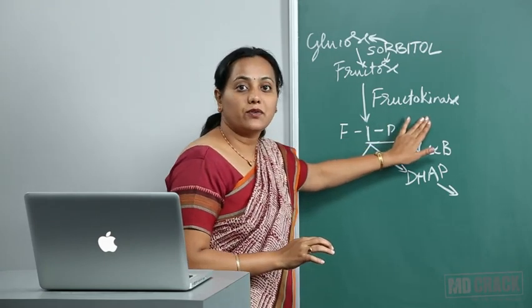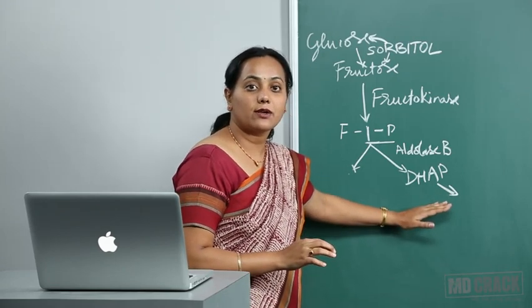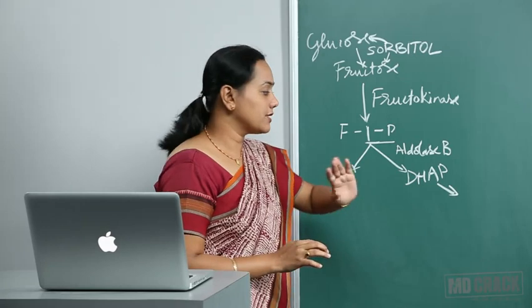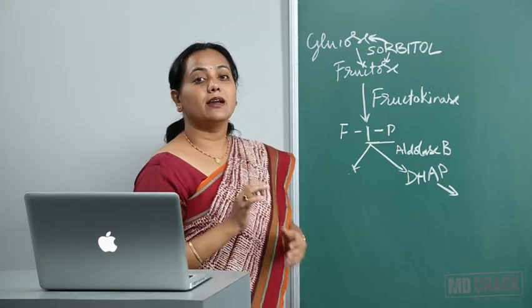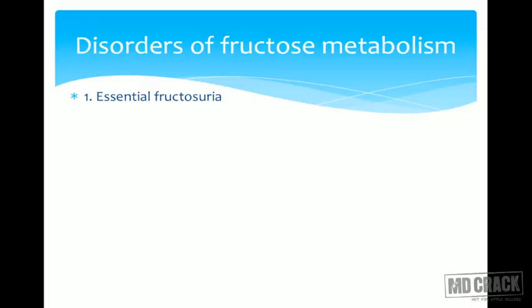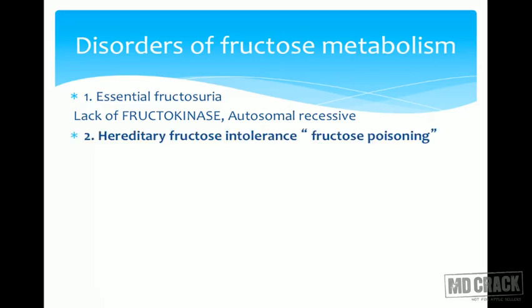If fructokinase is deficient, we don't mind if it does not enter the glycolysis pathway, or does not form gluconeogenesis; nothing of this matters. So if fructokinase is deficient, it is a very benign condition. We call this essential fructosuria. Essential means there is no other way; it has to be excreted out. So fructose is excreted into the urine. Whenever fructose levels rise, it gets excreted into the urine. We call it fructosuria. It is a very benign condition, and it is an autosomal recessive, genetic condition. It does not cause problems.